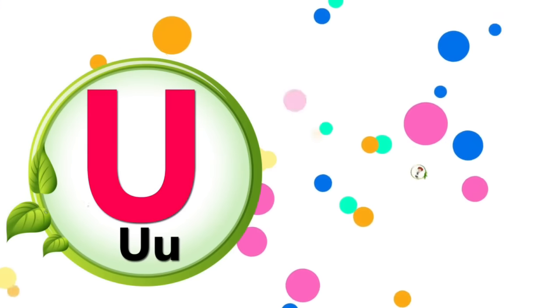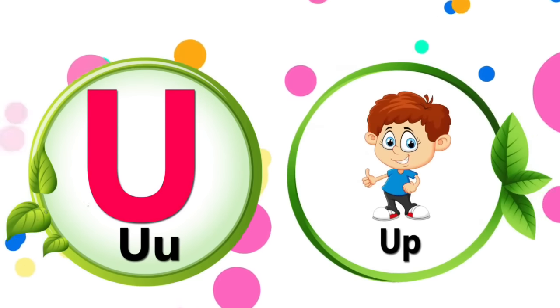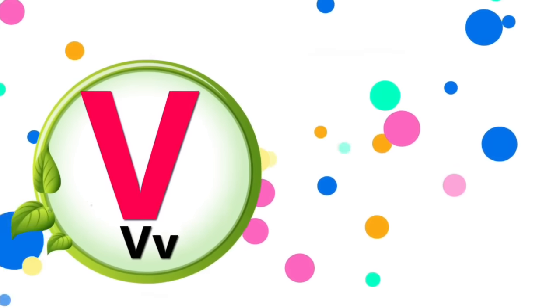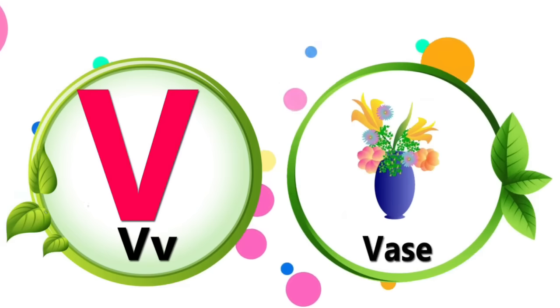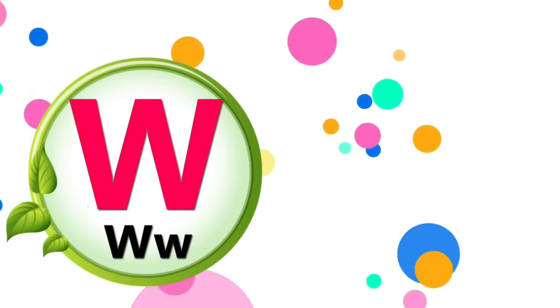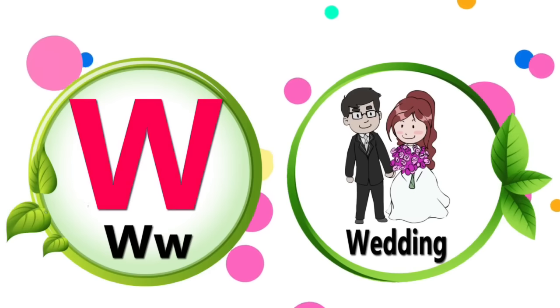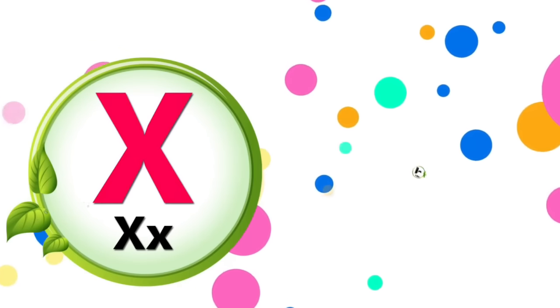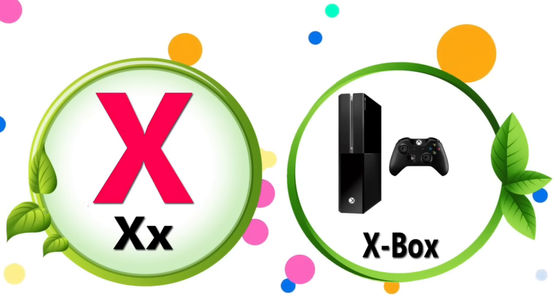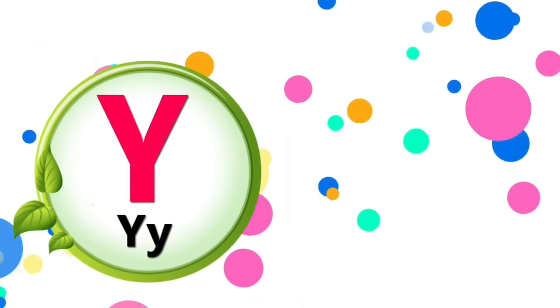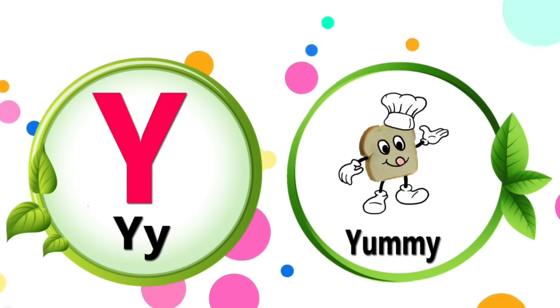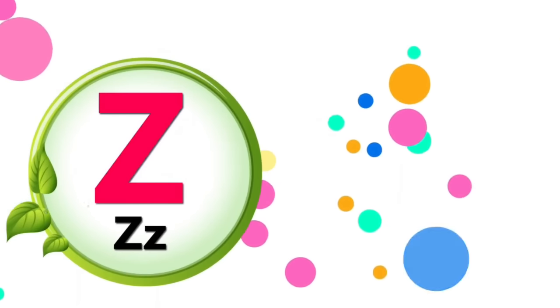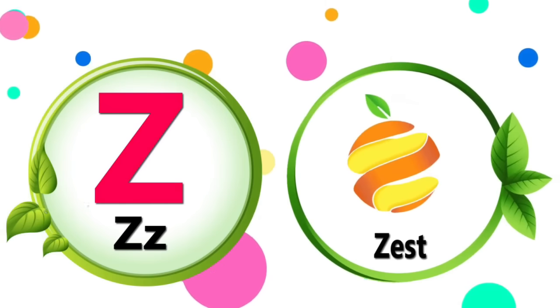U is for up. V is for was. W is for wedding. X is for Xbox. Y is for yummy. Z is for zest.